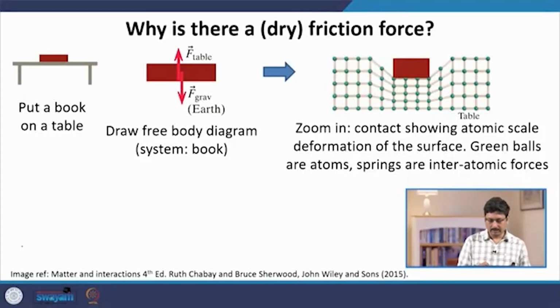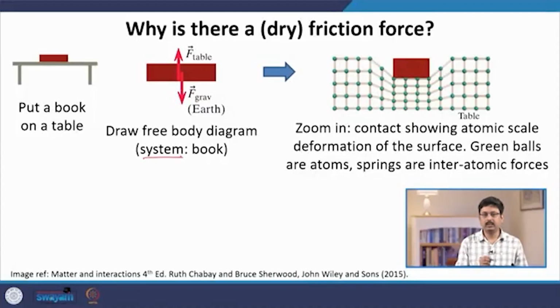First, let us ask this question: why is there a frictional force? In this case, I am going to consider only situations where two solid surfaces are in contact with each other. So, let us take this simple example: I put a book on a table. Imagine, as before, that this is my table and this is a book. I put the book on the table and let us say this book is at rest.